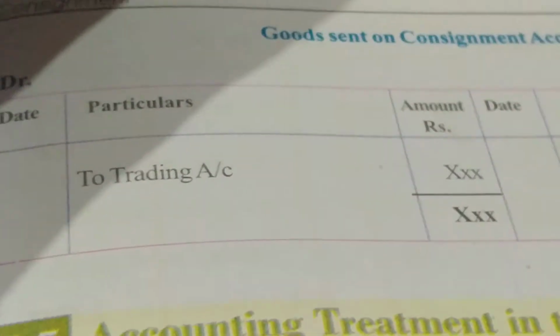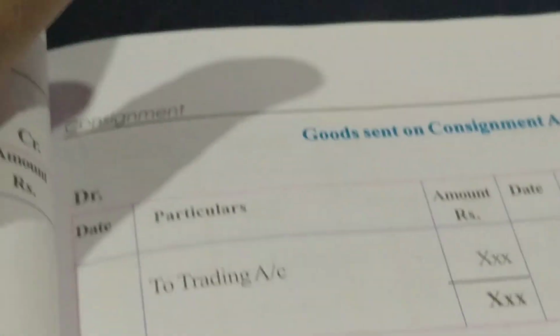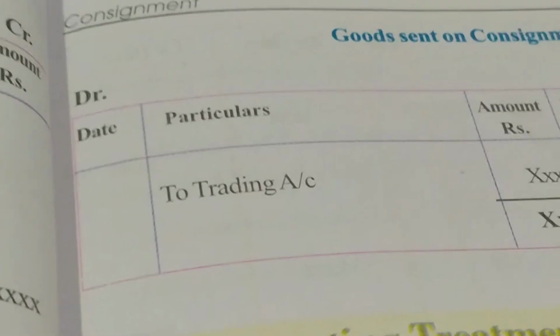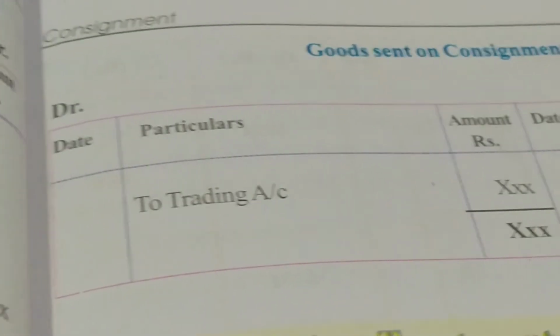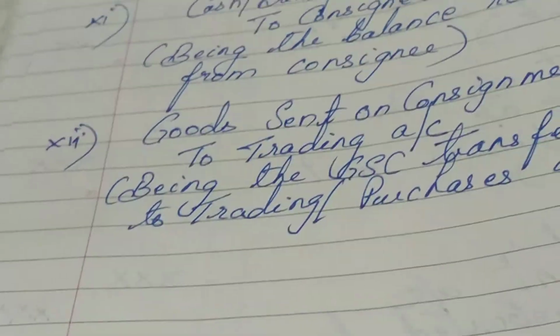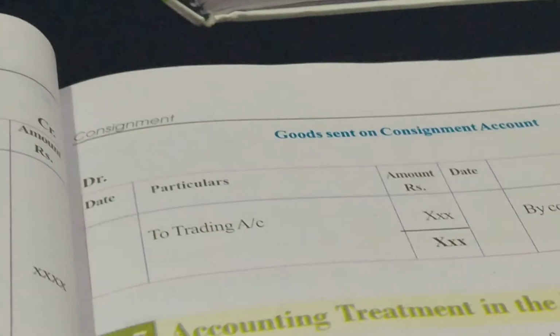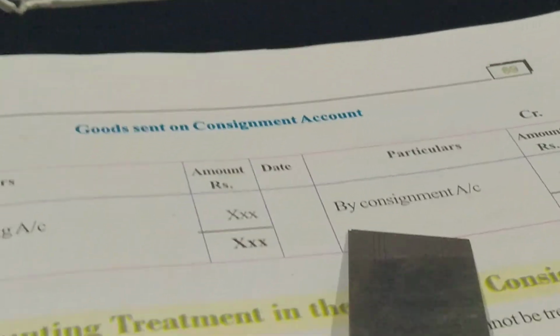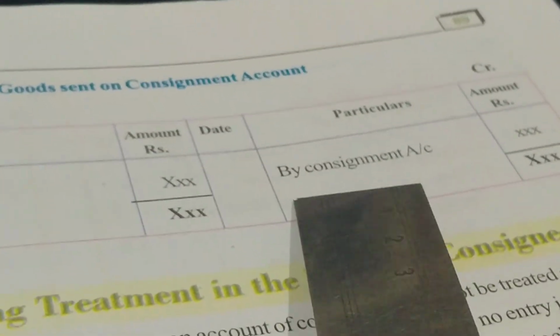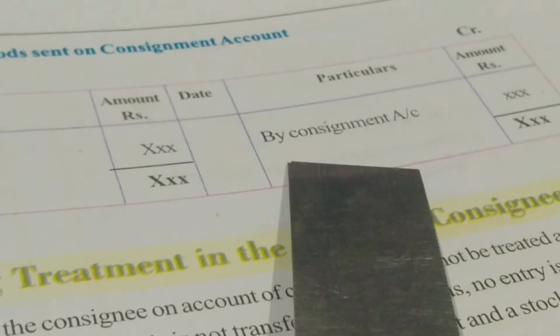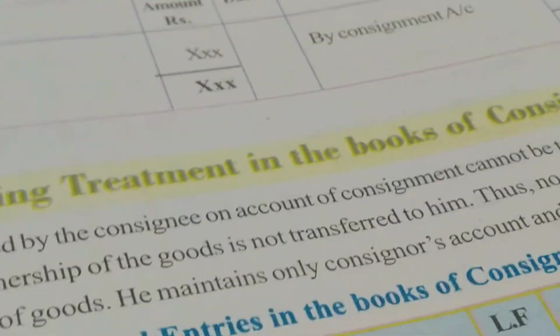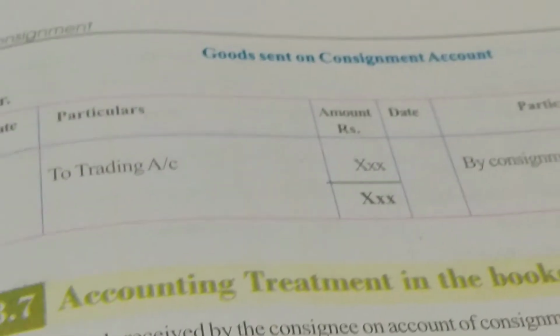The last journal entry which we have written regarding the goods sent on consignment is transferred to our trading account. If you see here, goods sent on consignment we are showing in our trading account credit side. So here we'll write trading on the debit side and goods sent on consignment. You can straight away show the consignment account here. So that was about your goods sent on consignment, dear students.